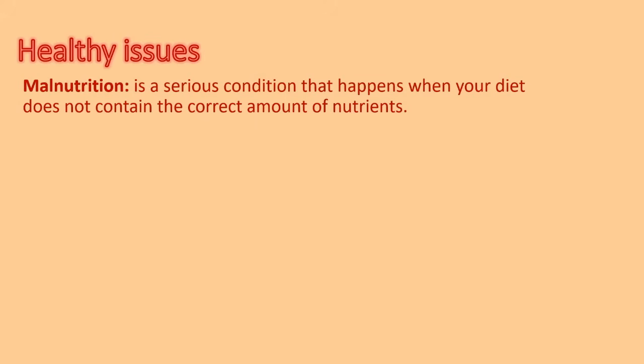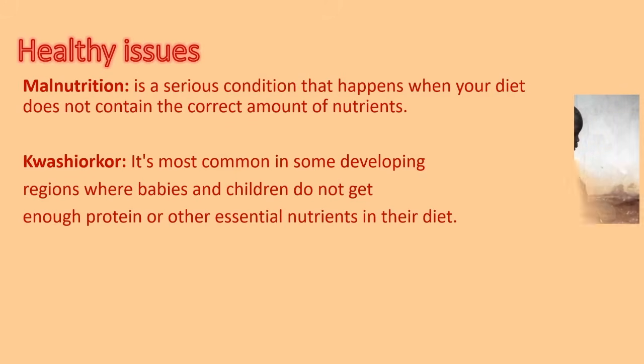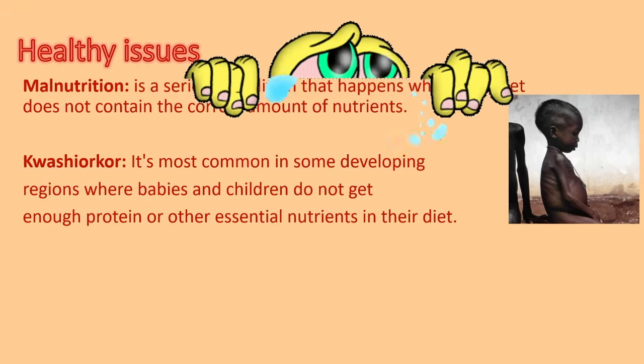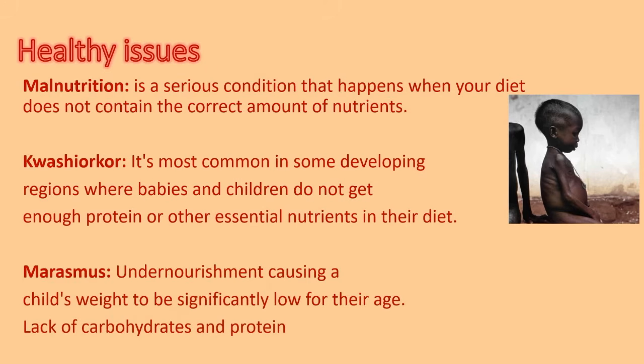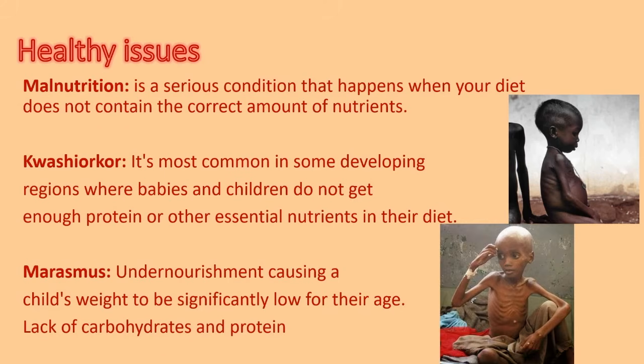Then we also have malnutrition. This is a serious condition that happens when people do not have a certain amount of a nutrient, too much or too little. The first one is kwashiorkor. This is a very common disease in most of our neighboring African countries, as children and babies will have common symptoms of a very skinny body and a very large belly due to a lack of protein. Then we have marasmus, which is undernutrition, caused by a lack of carbohydrates and protein.